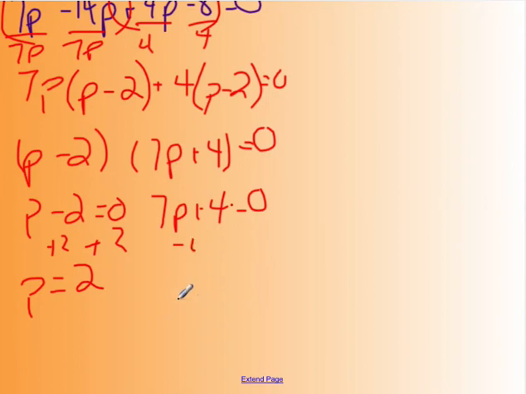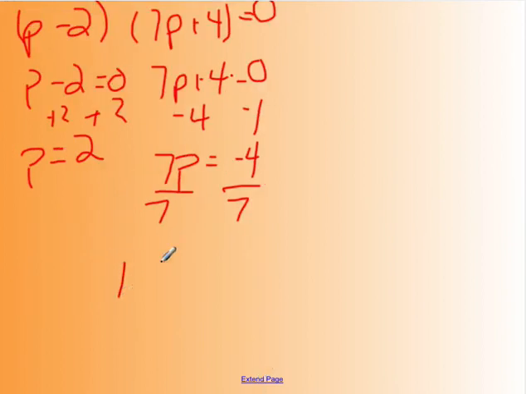And then you get 7p is equal to negative 4. Then you're going to go ahead and divide both sides by 7. When you do that, you end up getting p is equal to negative 4/7. You can leave it as that, or you could divide it out to get your decimal. Either is fine with me.